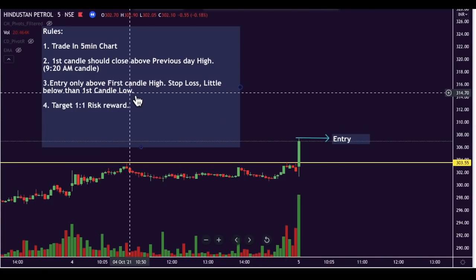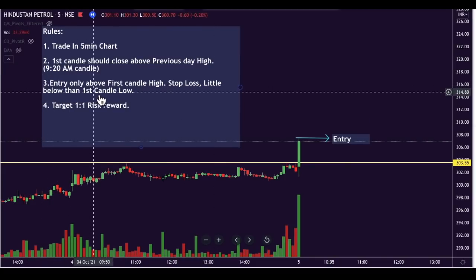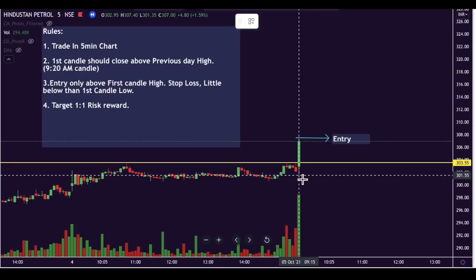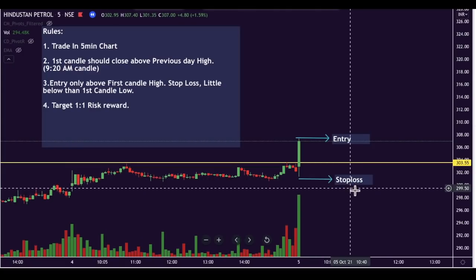Alright, now let's go back to the rules. Stop loss little below the first candle low. So this is the first candle. So this is the low of the first candle. We need to even consider the wick. So little lower than the first candle's low. So this level will be my stop loss.